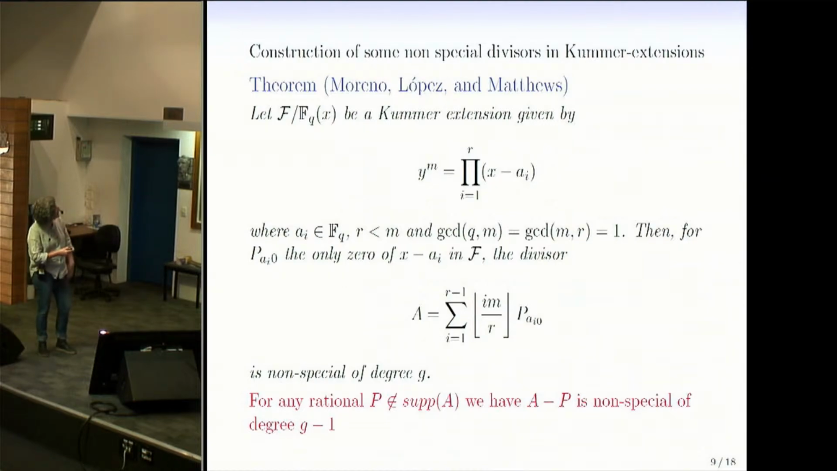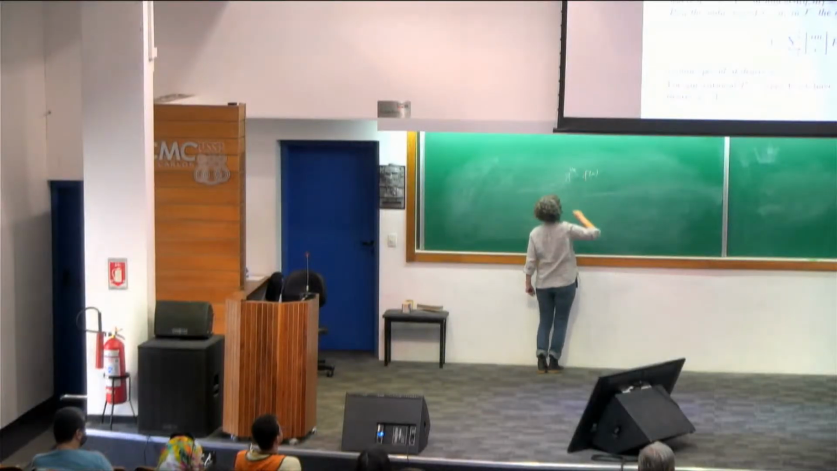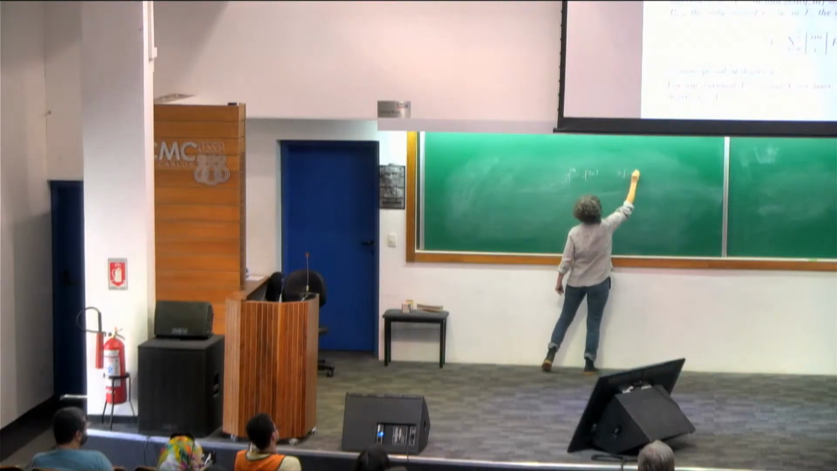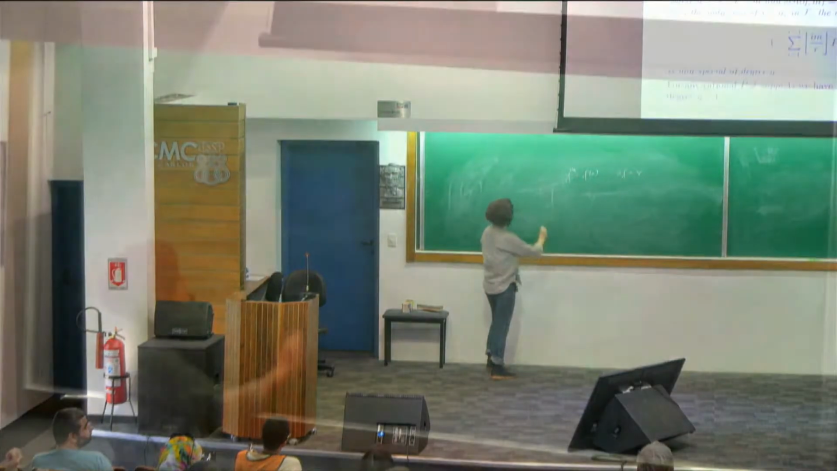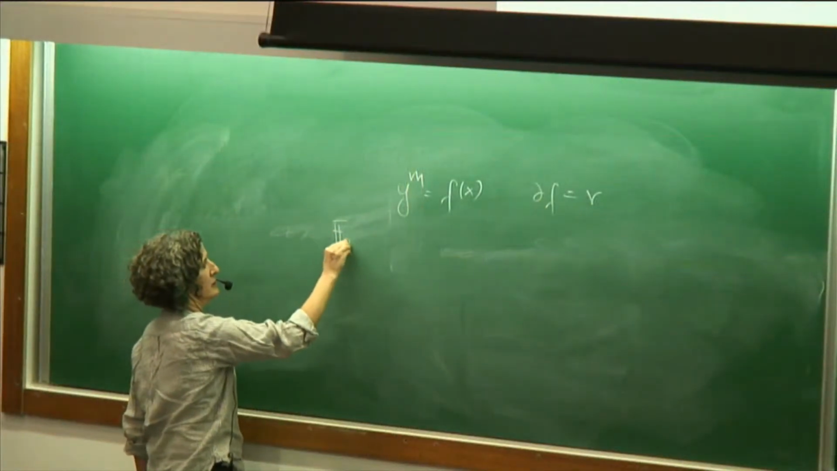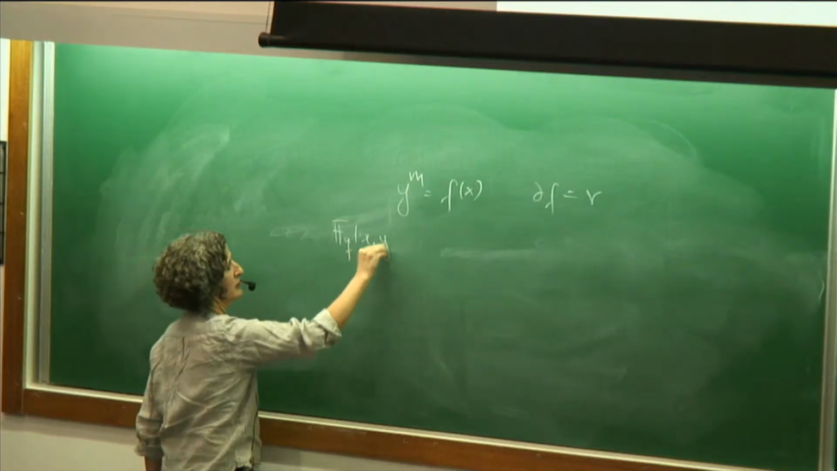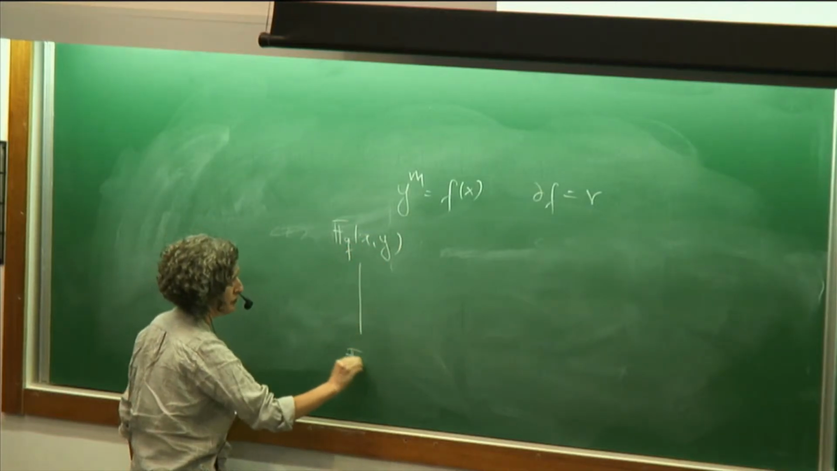So they presented, this is one family. They have more families, but we use this one. I'll just write here to explain what we did from here. So you have your Kummer extension. Degree of f is r. Okay, so usually you look at the function field over Fq.